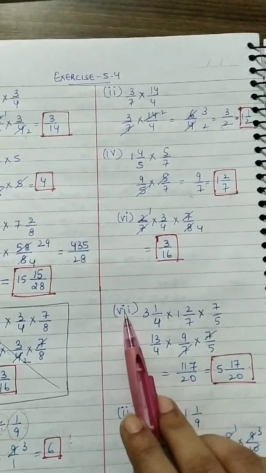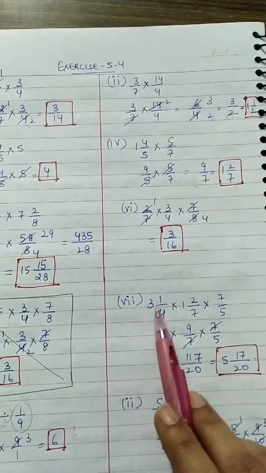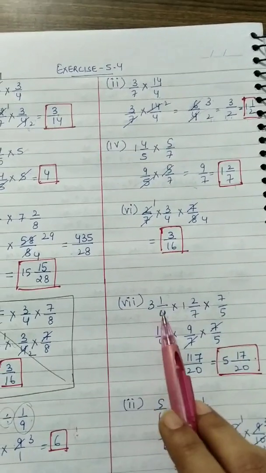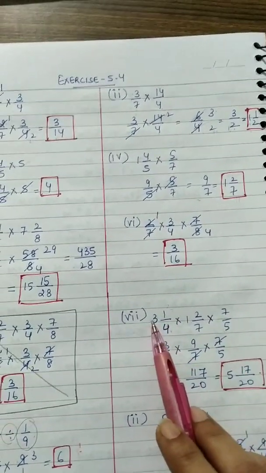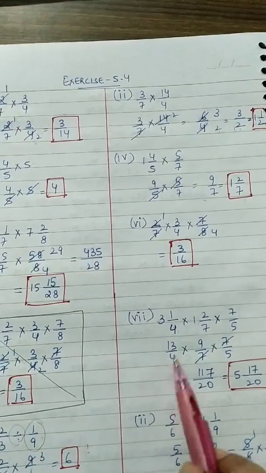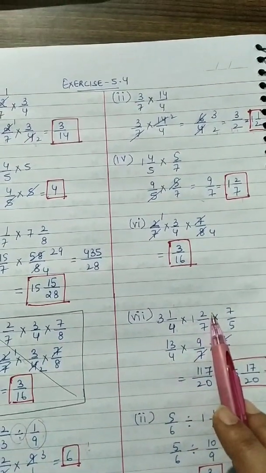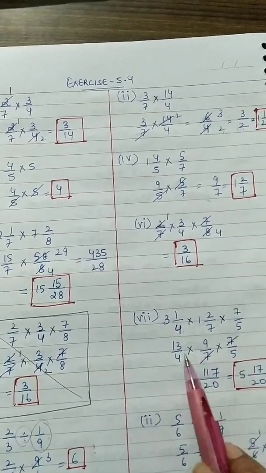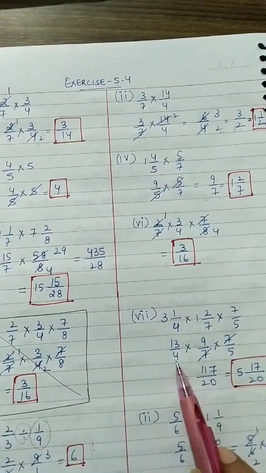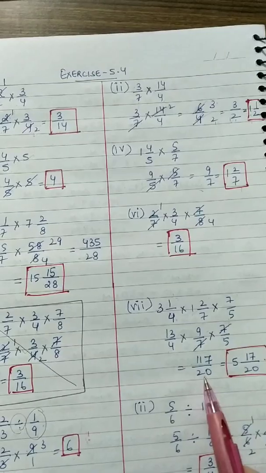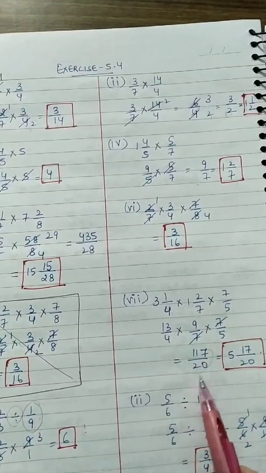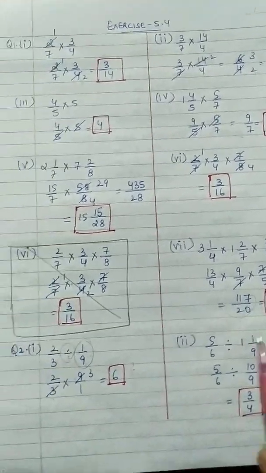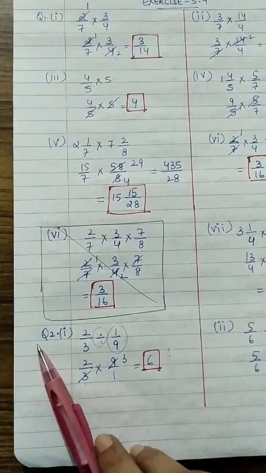Next, children, the seventh part of the same question: 3 1 by 4 into 1 2 by 7 into 7 by 5. So it will be 3 fours are 12 plus 1, 13 by 4. 7 ones are 7 plus 2, it will be 9 by 7 into 7 by 5. 7 and 7 cancel. 13 into 9 is 117 and 5 into 4 is equal to 20. This is also an improper fraction. Convert it into a mixed fraction: 5 17 by 20.